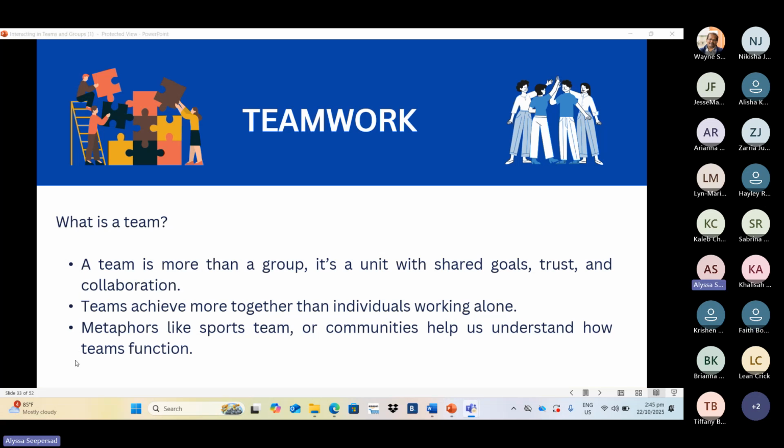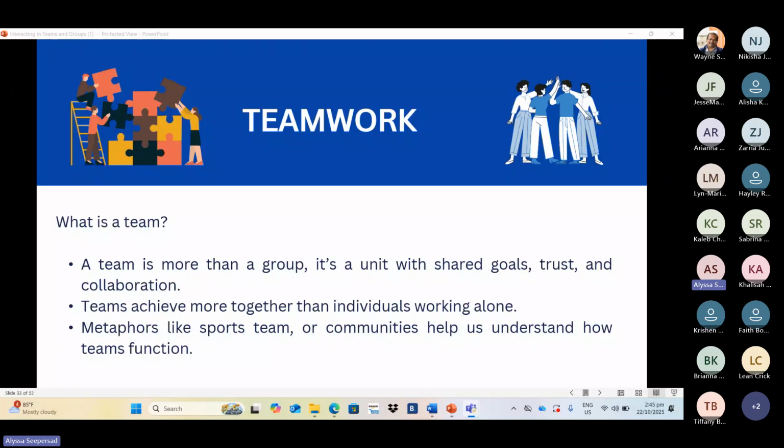So let's see. What is a team? A team is more than a group. It's a unit with shared goals, trust, and collaboration. Teams achieve more together than individuals working alone. And metaphors like sports teams or communities help us understand how teams function.